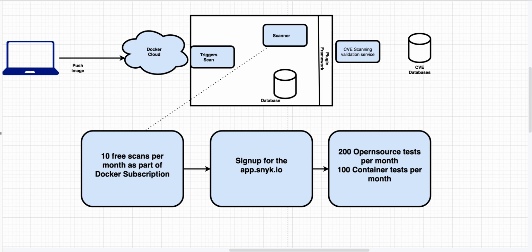So basically the developers are going to work on their own machine, and they are going to push the image that they have created with the application over to the Docker Cloud. As they push the image to the Docker Cloud, it can trigger a scan automatically if configured, and the scan will call the scanner, which is going to use the plugin framework for the CVE scanning.